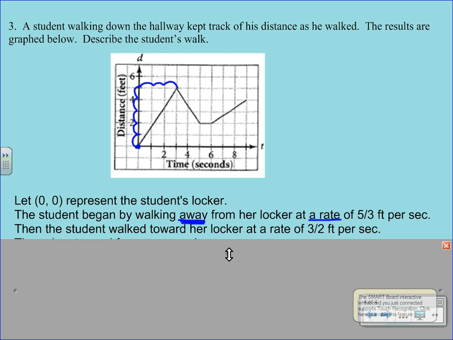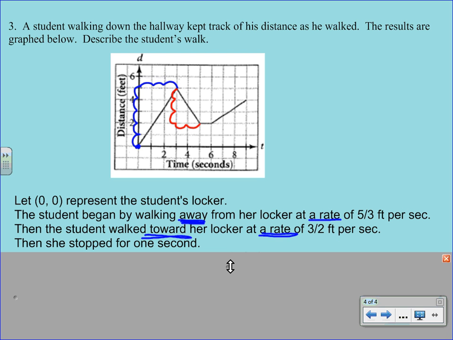After that, we notice that we have a negatively sloped segment, which means that the student is walking back toward the locker. The distance is decreasing. Again, you're going to calculate the slope. We went down 3 and over 2. And here's where it gets a little tricky. We could put the negative sign in there to indicate the rate. But we could also say 3/2 because the speed that the person was walking was actually 3/2. We took care of the negative by telling that we walked toward the locker.